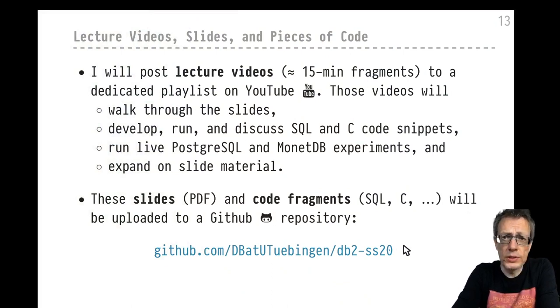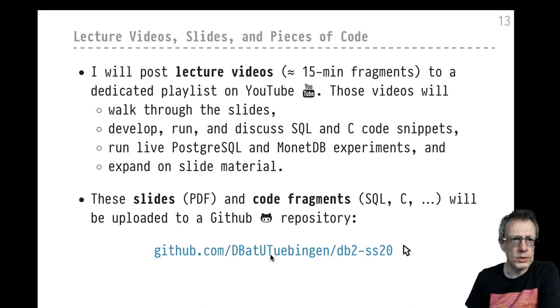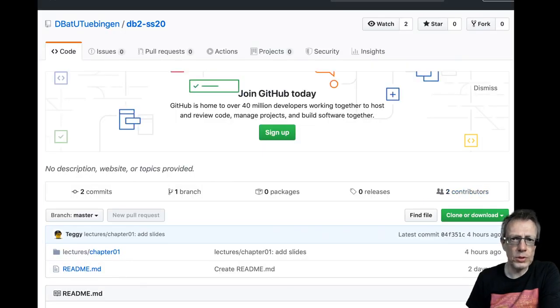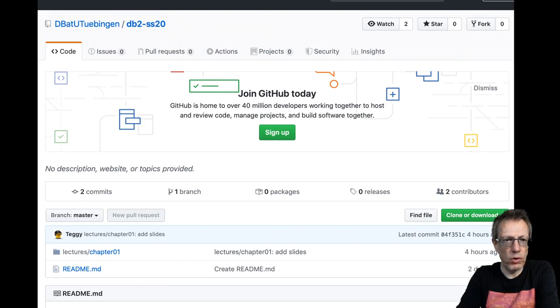These slides, the PDF slides, and also all code fragments, SQL code, or C code that we will develop and run and play with during this course, will also be uploaded to a GitHub repository. As you can see here, this is the GitHub repository for this particular lecture. There's not much yet there, but over time, we will collect all the interesting pieces there. There's no need to type in any code or copy code from YouTube. You will be provided with all these essential files to do all these experiments and assignments at your home machines.